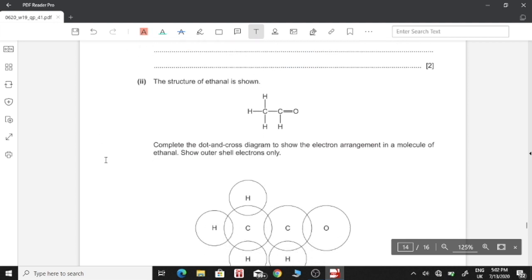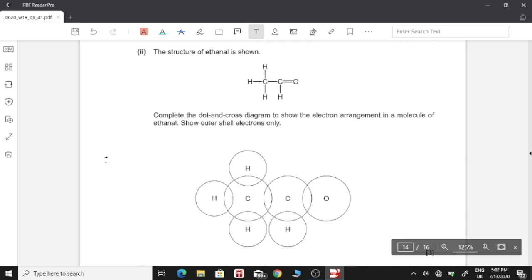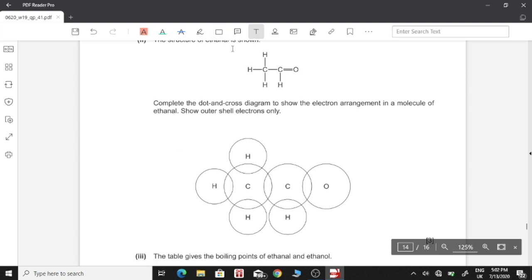Alright, part 2. The structure of ethanol is shown. Complete the dot and cross diagram to show the electron arrangement in a molecule of ethanol. Show outer shell electrons only. Okay, so I'll start with using dots for hydrogen and crosses for carbon. We have only one electron in each shell of hydrogen, so it needs another electron, which carbon is going to be sharing with hydrogen, 3 hydrogen atoms. This one.